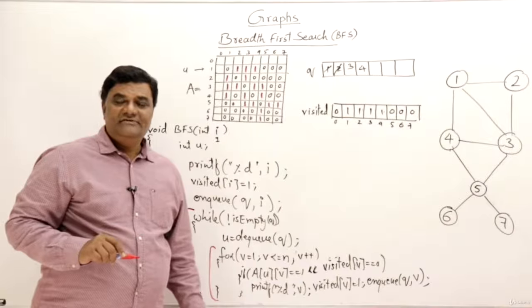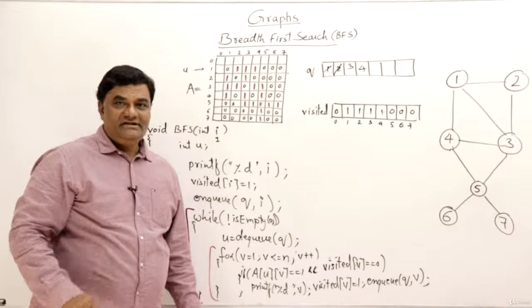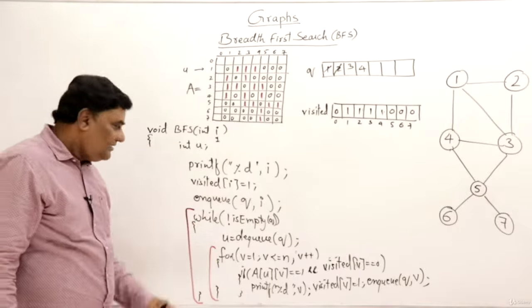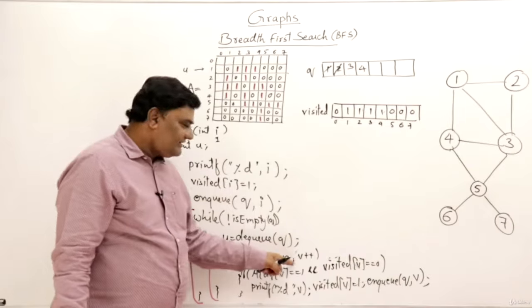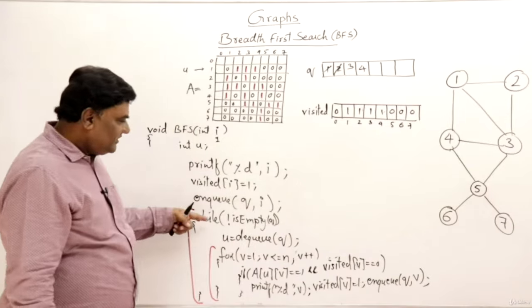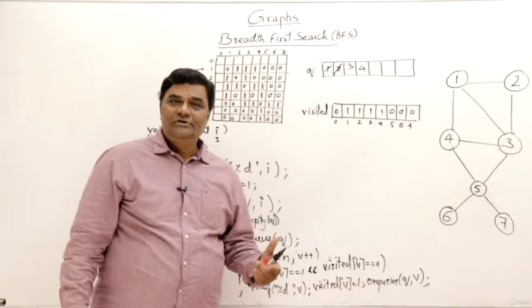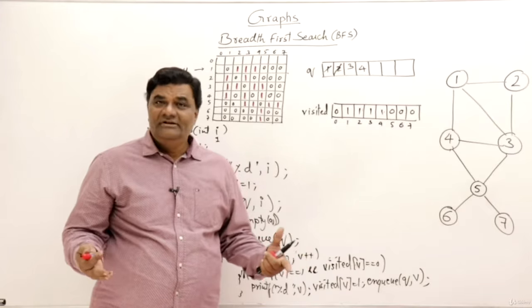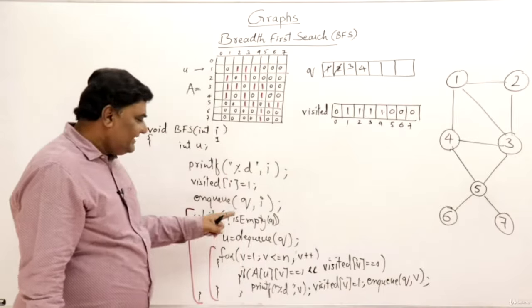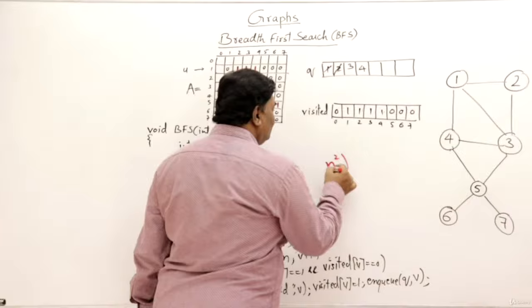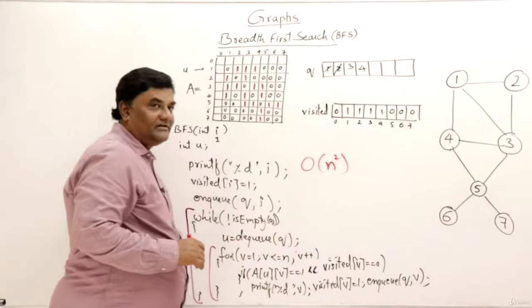Now one last thing in this one is how much time it has taken. Loop, inside that loop, how many times? N vertices, N times. What about the outer loop? As long as the queue is not empty. How many vertices will come in the queue? Almost all. So how many vertices? N. So this is N, this is also N. So the time is how much? N square, order of n square.